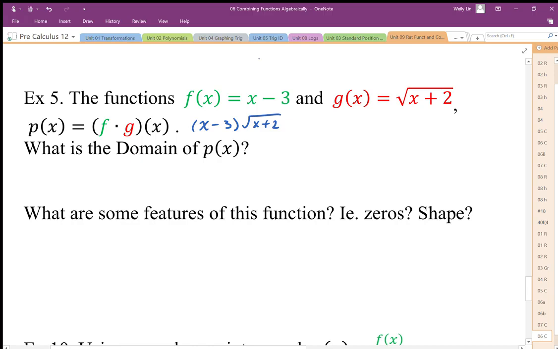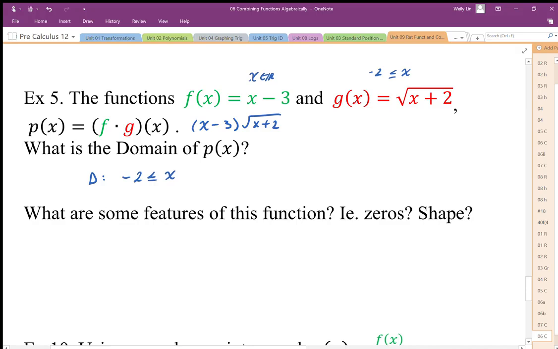And so we want to know what the domain of this new function is going to be. Well, we know the domain of the linear part is x is all real numbers, so everything's okay for that. Here the domain is going to be x is greater than or equal to negative 2. So the domain is going to be the most restrictive of the two, and so the domain will be x is greater than or equal to negative 2.